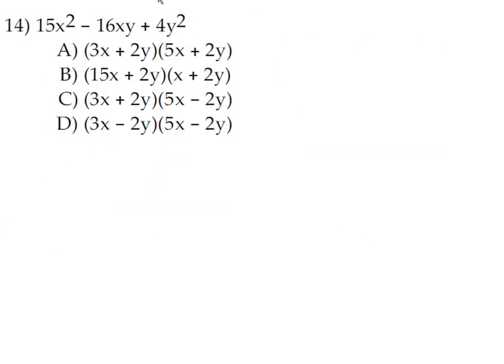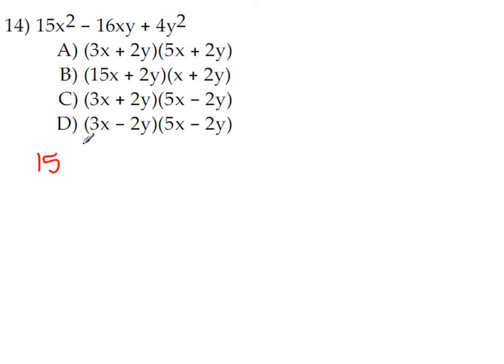13. The numbers just keep getting worse, don't they? So we have 15x squared minus 16xy plus 4y squared. When we look at this, there is no GCF. Bummer. So we're going to get to use the AC method or the FOIL method. It doesn't really make a difference. Let's visit the AC method again.